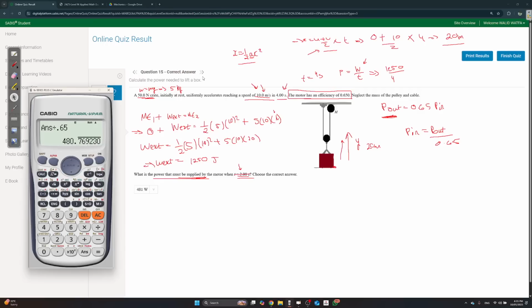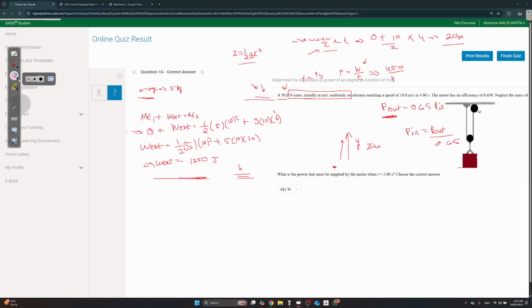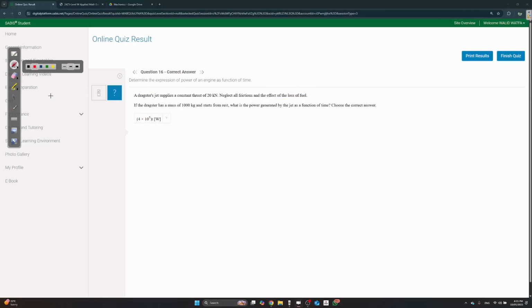Okay. Question 16. A dragster. That's the first time I see this word. A dragster's jet supplies a constant thrust of 20 kilonewtons. Neglect all frictions and the effect of loss of fuel. If the dragster has a mass of 1000 kilograms and starts from rest, what is the power generated by the jet as a function of time?